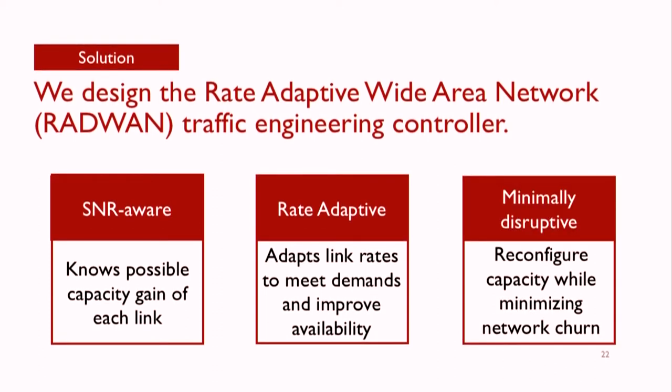And finally, the RADWAN controller is minimally disruptive, which means that we know that reconfiguring a link's capacity leads to a 1 minute outage for that link. So we want to adapt capacities in such a manner that we are not introducing too much churn in the network.